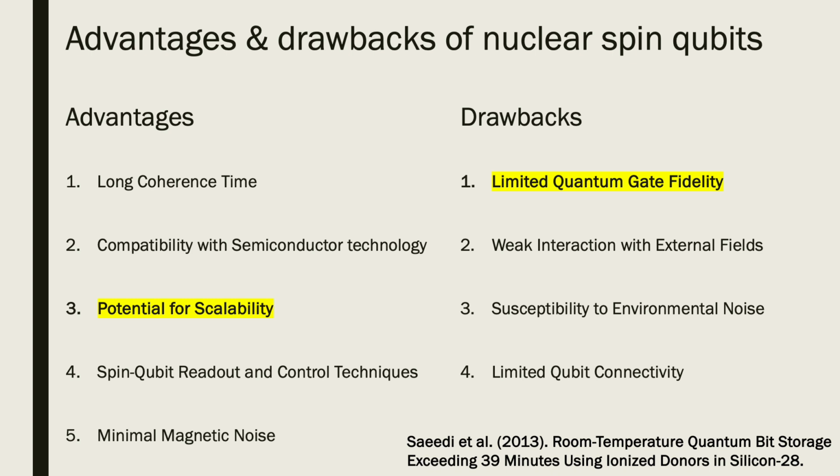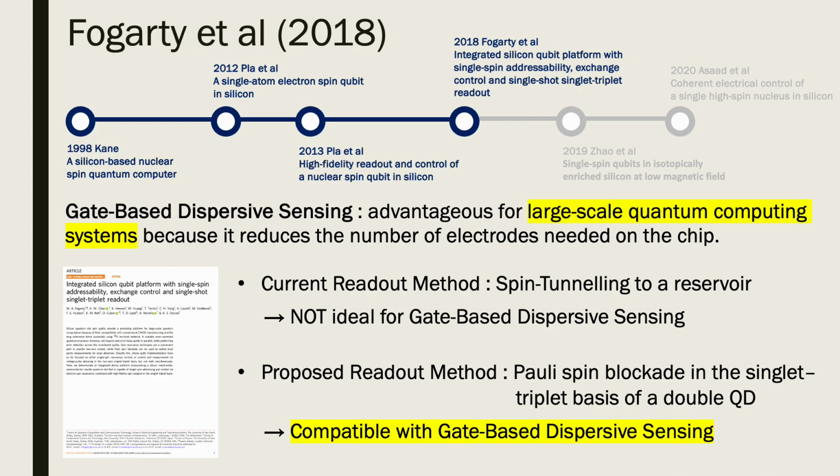There are lots of research studies on temperature variance, and subsequent research has provided us with better results. However, in terms of potential for scalability and gate fidelity, why haven't we achieved as much progress as we have with long coherence times? Where should we start to build scalable quantum systems? First, we should know about gate-based dispersive sensing.